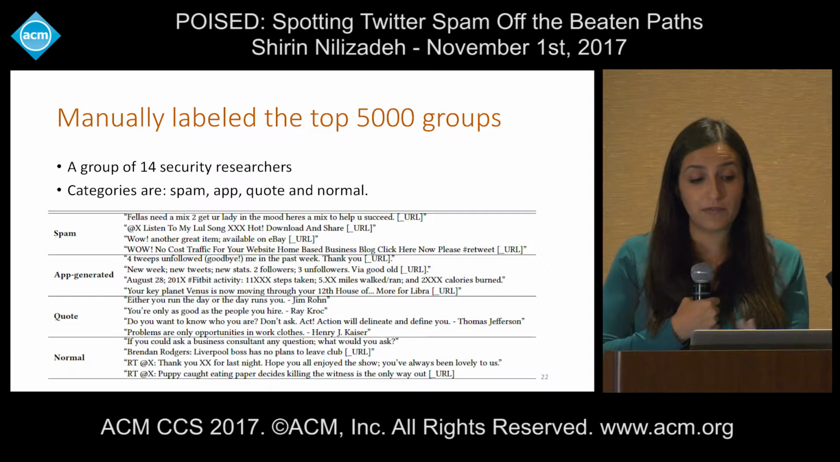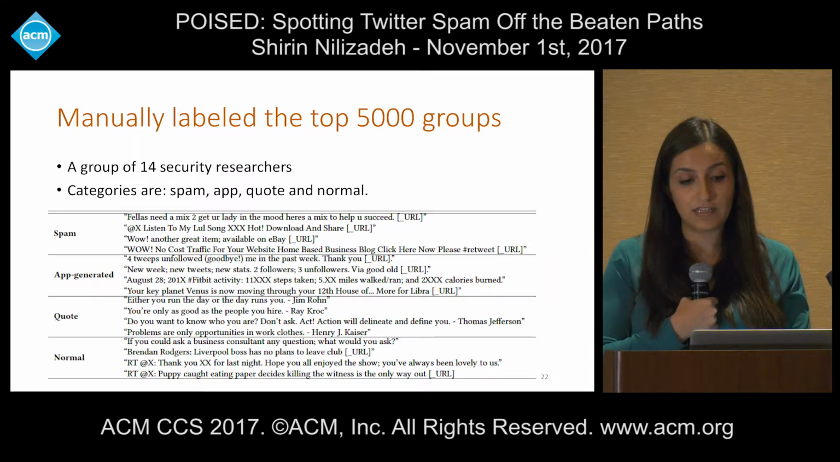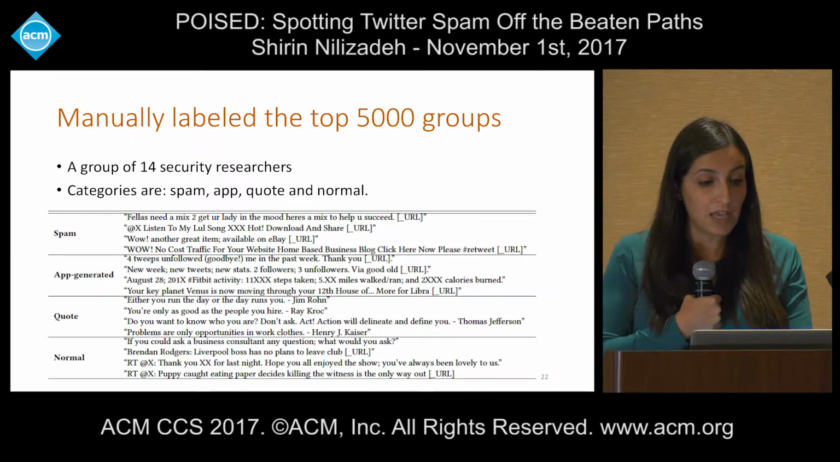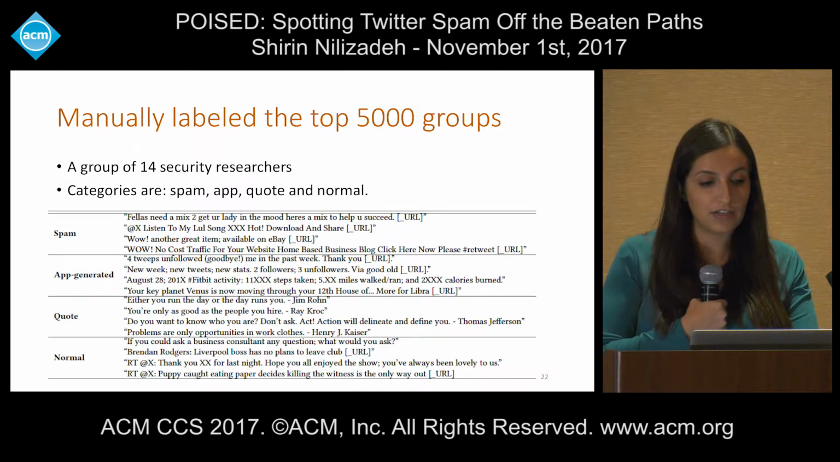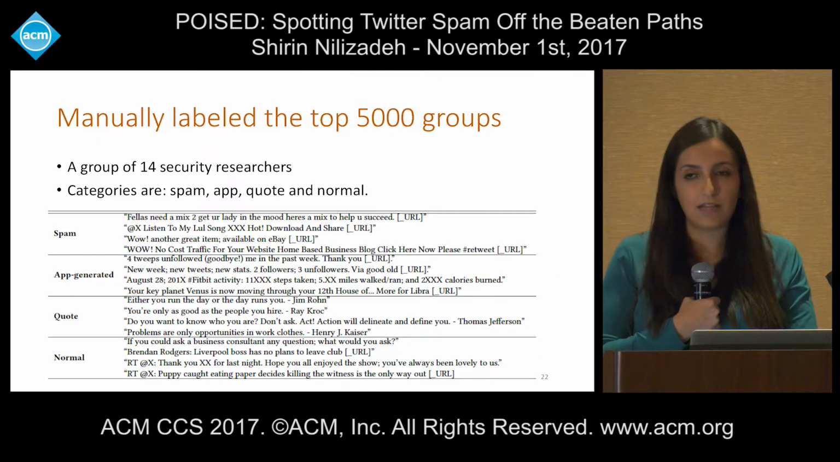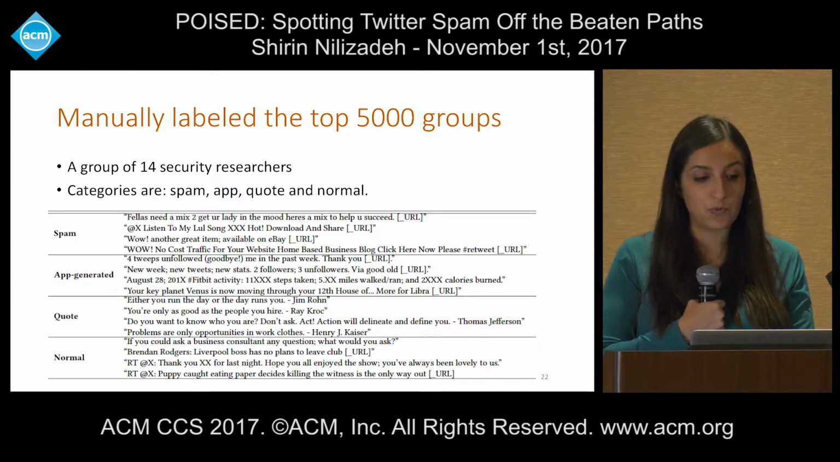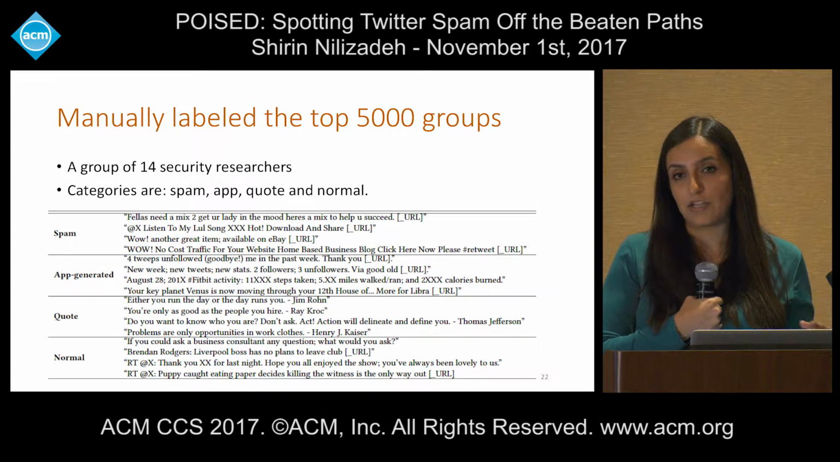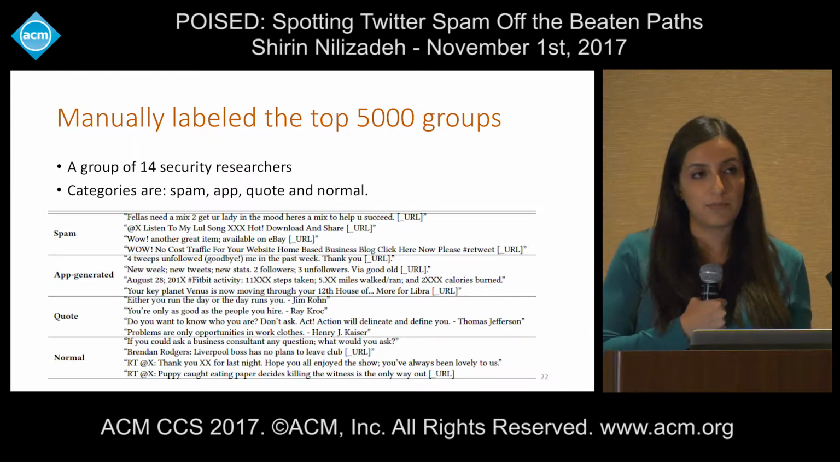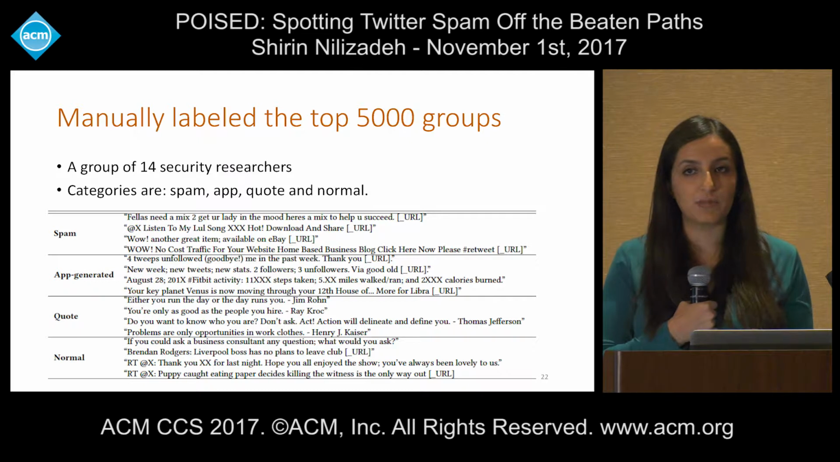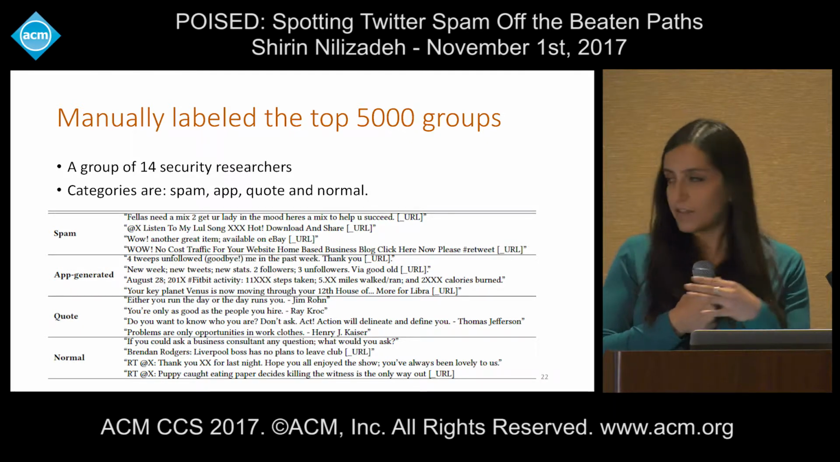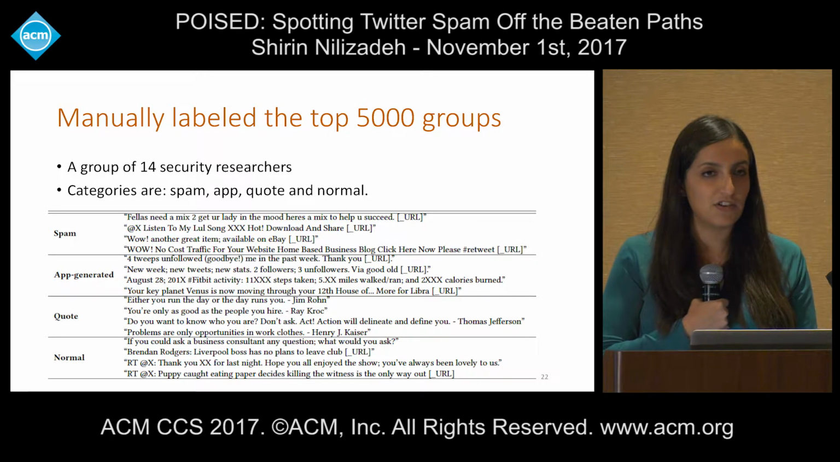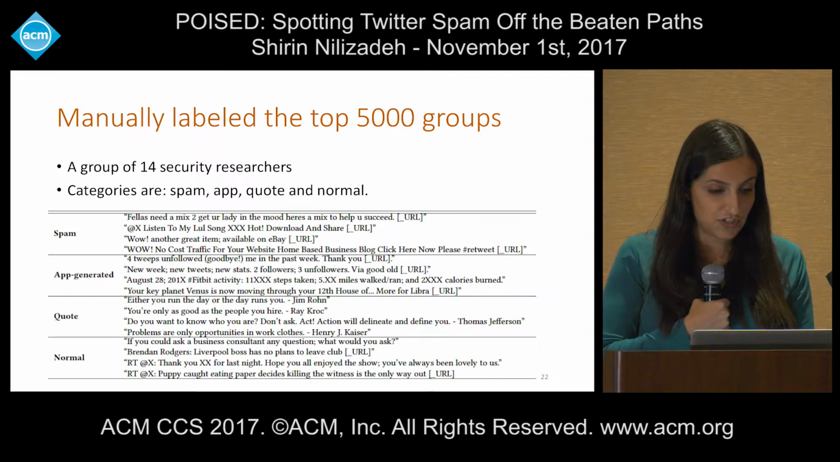And we pick the top 5,000 groups of similar messages, ordering by their size. And then we manually label them. We hired a group of 14 security researchers, and we asked them to categorize each group into spam, app, quote, and normal. And by app, I mean some applications are posting messages on behalf of users on social networks. For example, health-related messages are posted by fitness trackers. And this table shows some of the messages that are labeled by our researchers.